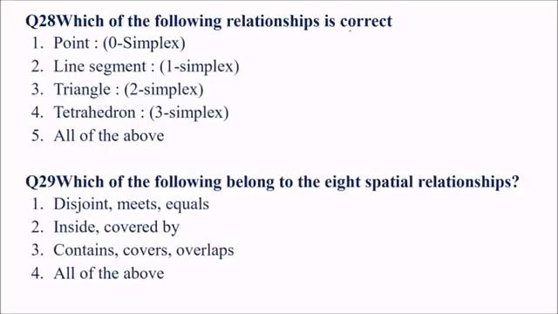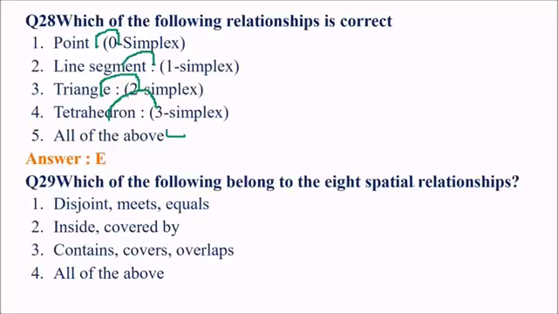Which of the following relationships is correct? Point, zero simplex, line, triangle, tetrahedron. The answer is all of the above. Point 0 simplex, line 1 simplex, triangle 2 simplex, tetrahedron 3 simplex.